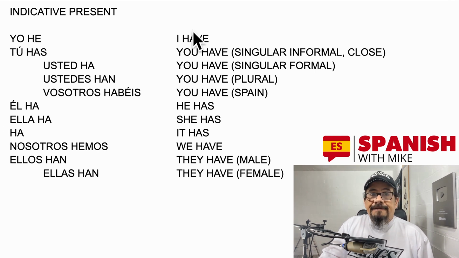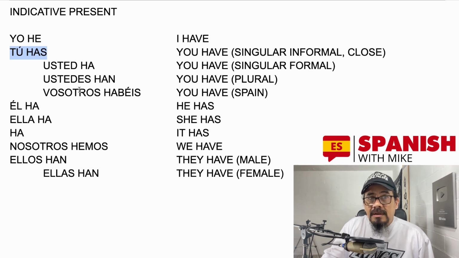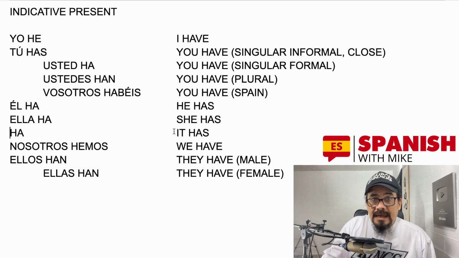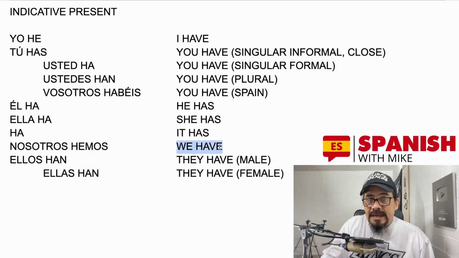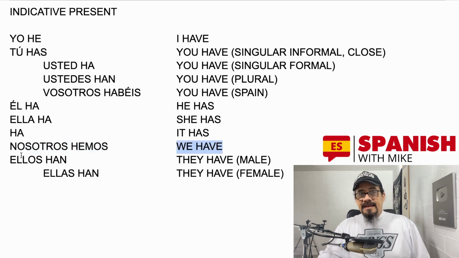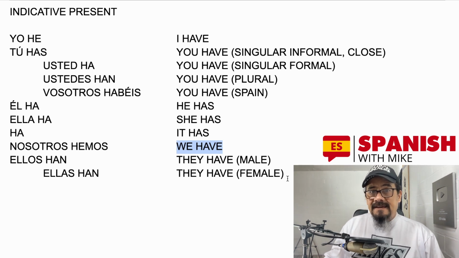So, if in English it is I have, the indicative present is yo he. Tú has, singular and informal. Usted ha, singular, formal. Ustedes han, for the plural. Vosotros habéis, in Spain. Él ha, he has. Ella ha, she has. Ha, it has. Remember, in Spanish, we never use a pronoun for it. Nosotros hemos, we have. Ellos han, they have, if it's male. Ellas han, they have, if it's female.